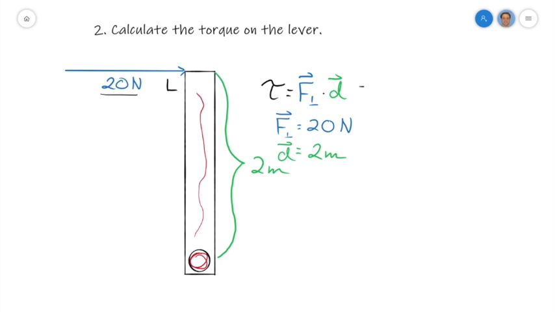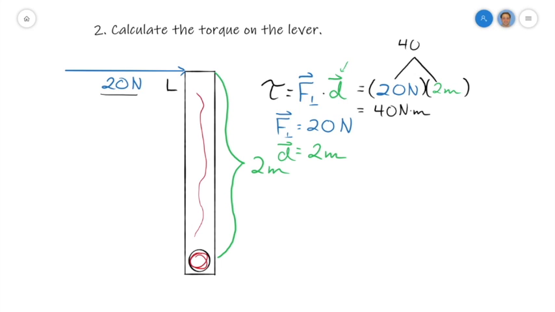So I can do a substitution: instead of perpendicular force, we're going to replace it with 20 newtons, and instead of our position vector here, we're going to replace it with the 2 meters. 20 times 2 is 40. So we're going to have 40 newton meters.